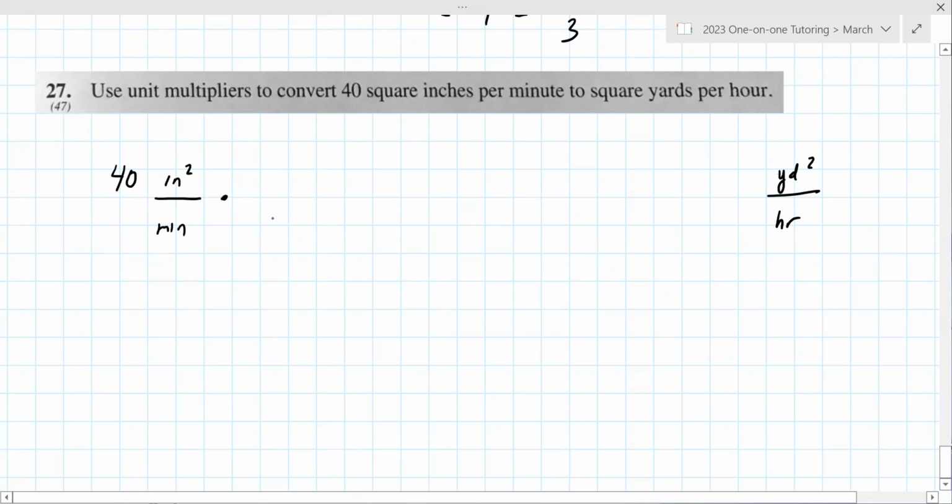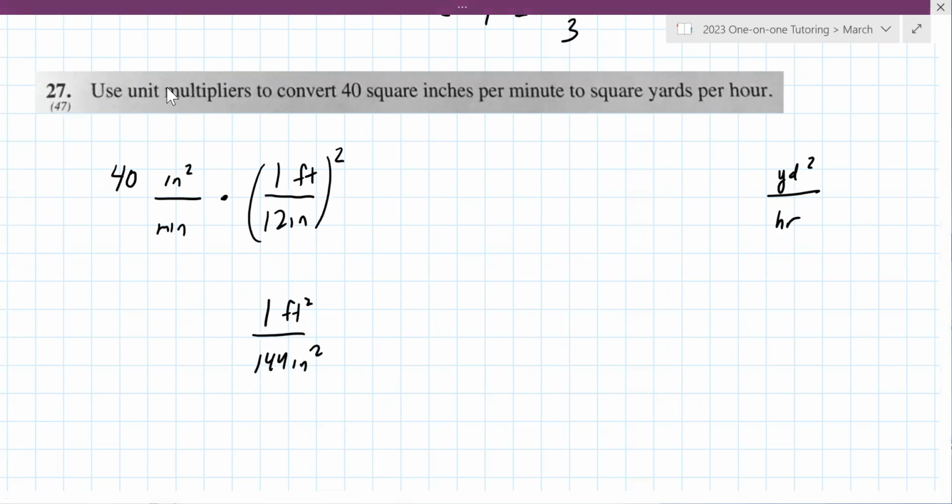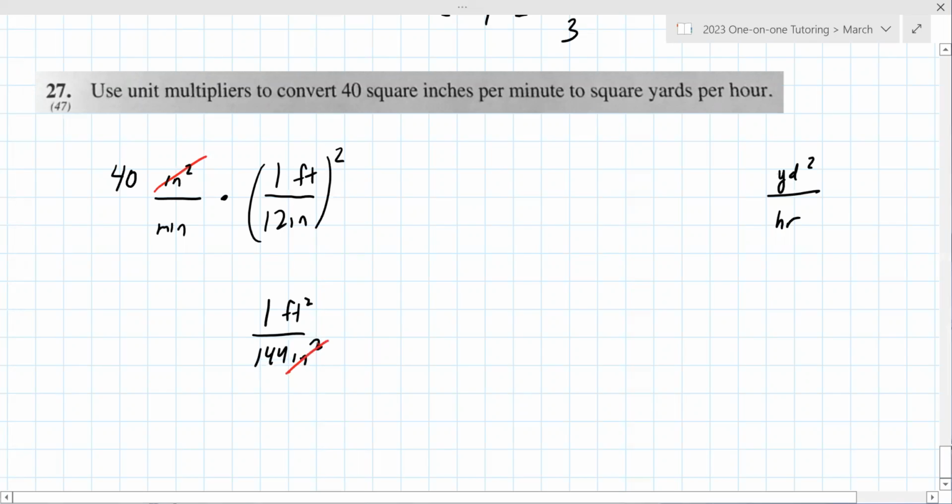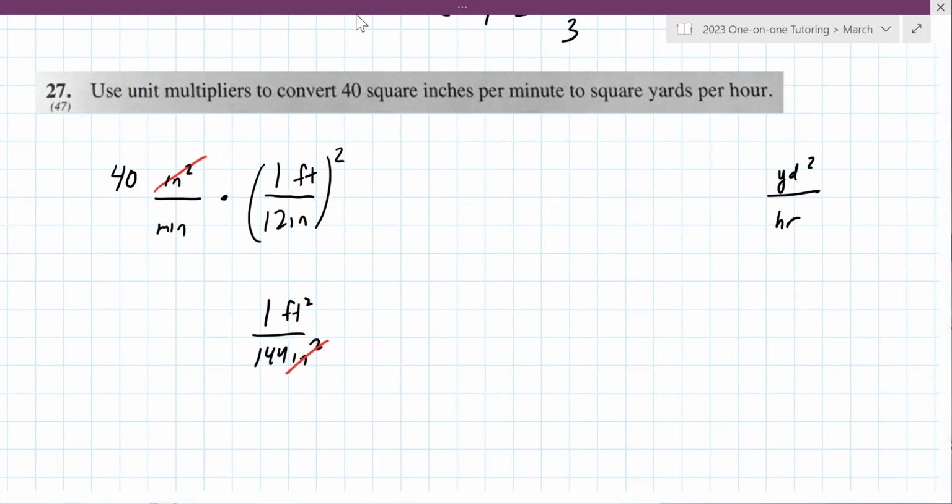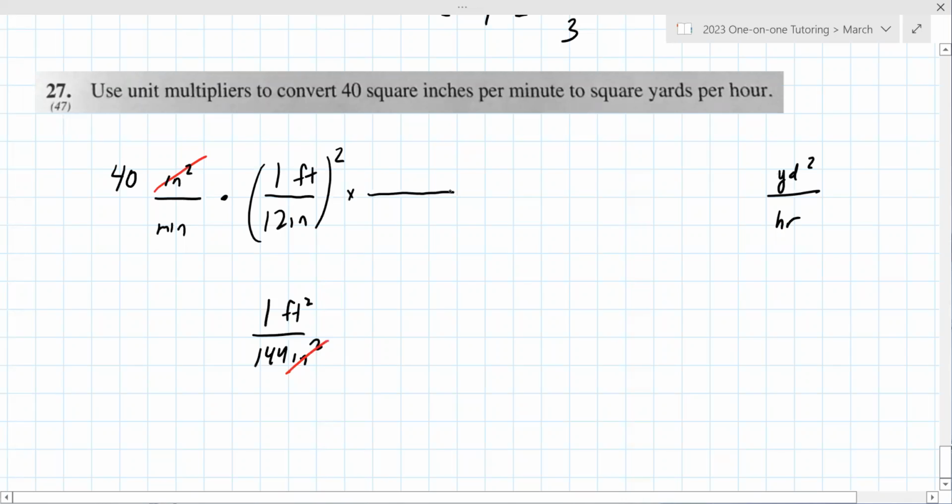All right, so there are 12 inches in 1 foot. But we have a problem here because we want inches squared, so we have to square both of these. And if that's uncomfortable, it's 1 foot squared over 144 inches squared. But the units have to cancel. You have to get inches squared to go away with inches squared. But because we don't think in terms of squares, that's why I don't do it until the end.